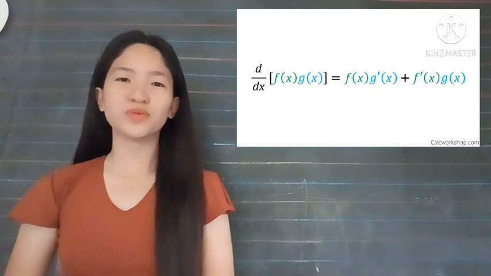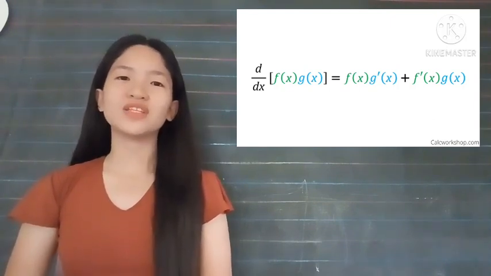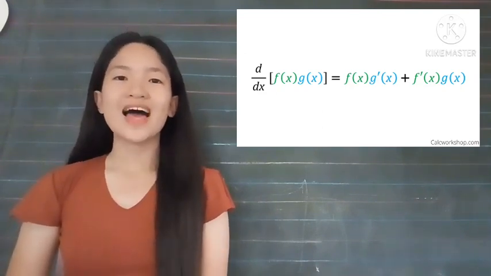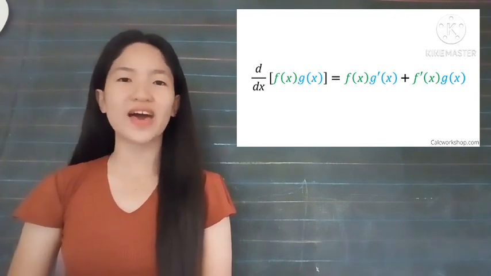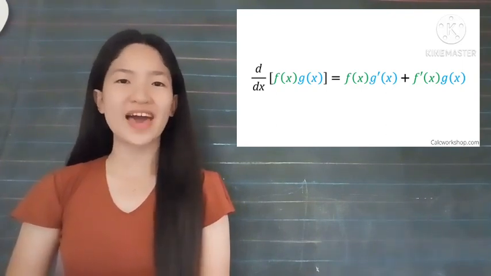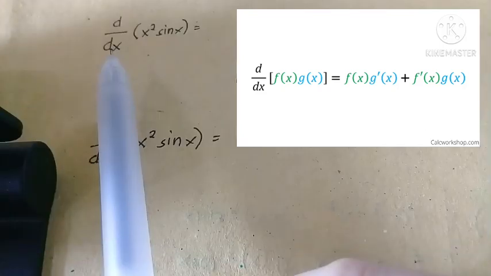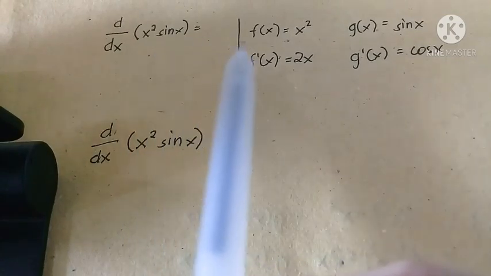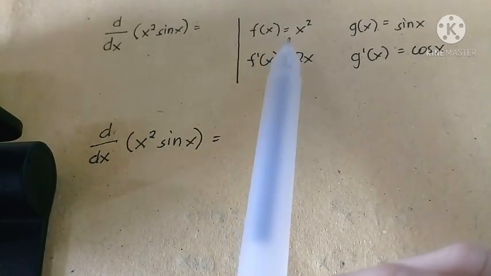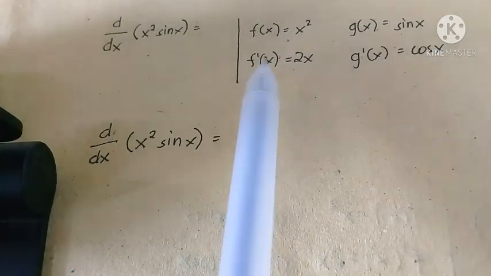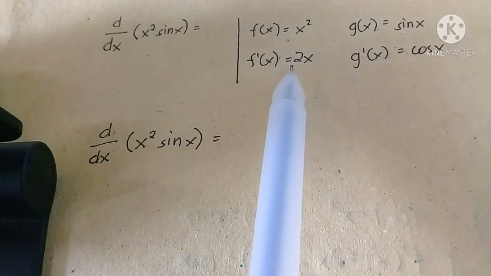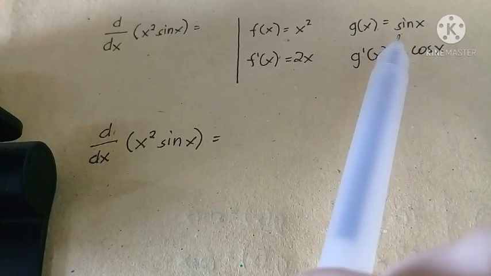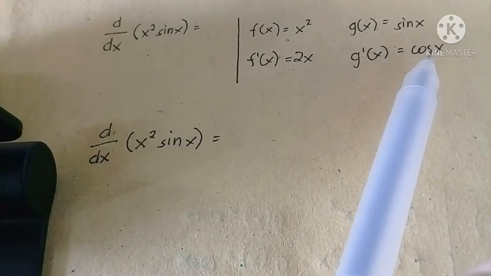To solve for the product rule, we have this formula: the derivative of f of x times g of x is equal to f of x times g prime of x plus f prime of x times g of x. To find the derivative of x squared times sine x, using f of x is equal to x squared, it follows that f prime of x is equal to 2x. Also, g of x is equal to sine x, which the derivative of sine x is equal to cos x.